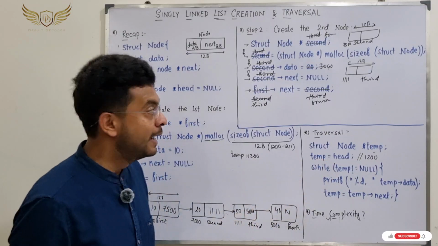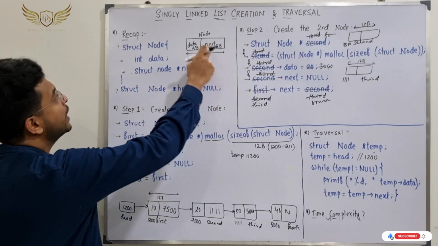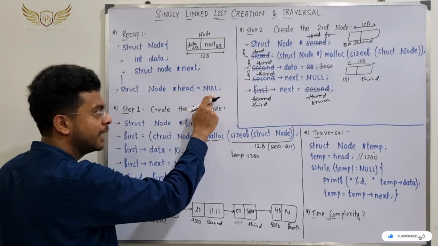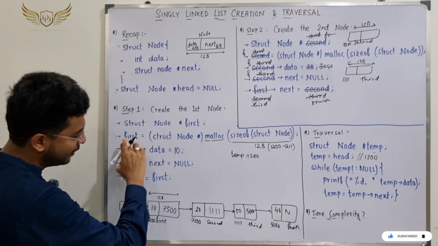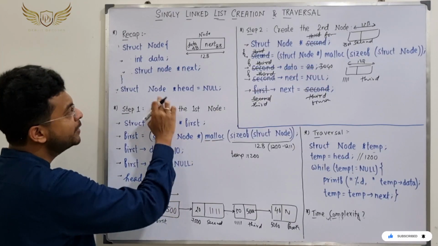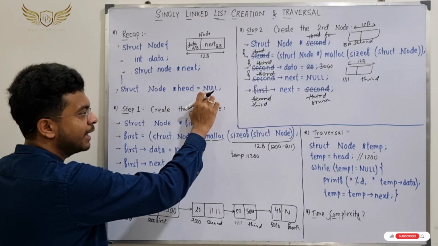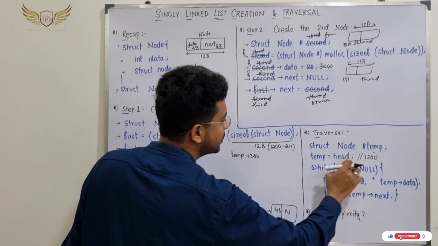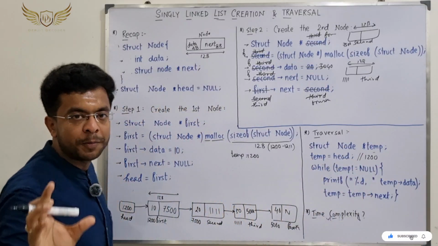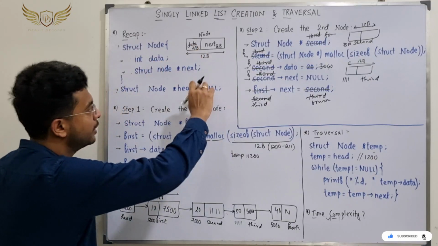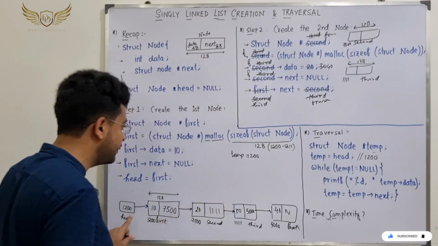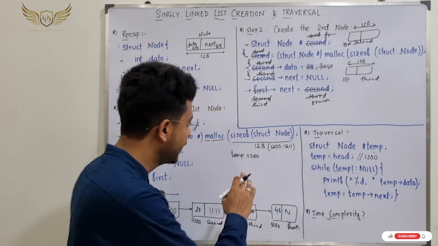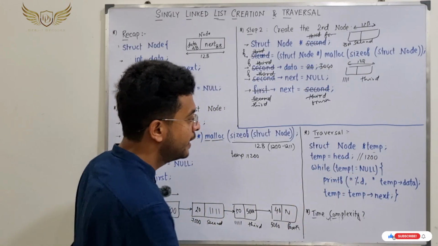When will temp be null? Temp will be null if there is no node at all. Right? In the first place, struct node star head was equal to null. So if there was no node, head was null up to this part, and after creating one node, head has some value. So in that case, temp was null, and this condition was not satisfied. So that would have stopped there, because there is nothing to print. We have no node. But here we have some value. Head has 1200. So temp will have 1200. So it is saying while temp not equals to null. Cool, because temp has 1200.